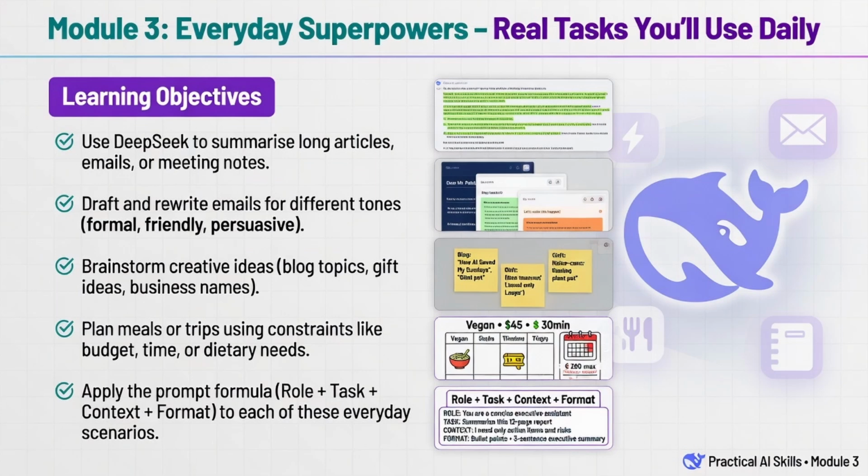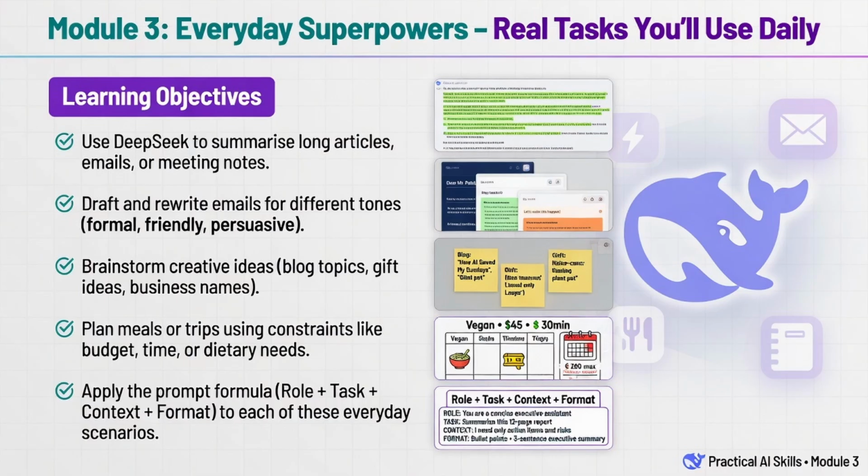Module 3. Everyday Superpowers, Real Tasks You'll Use Daily. Learning Objectives. By the end of this module, students will be able to use DeepSeek to summarize long articles, emails, or meeting notes. Draft and rewrite emails for different tones, formal, friendly, persuasive.